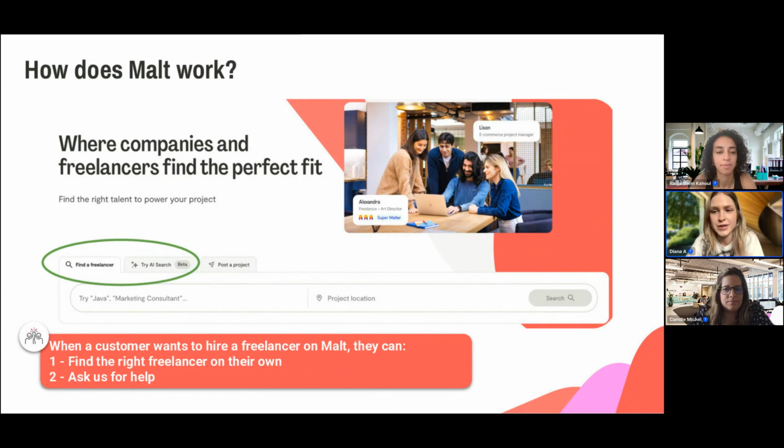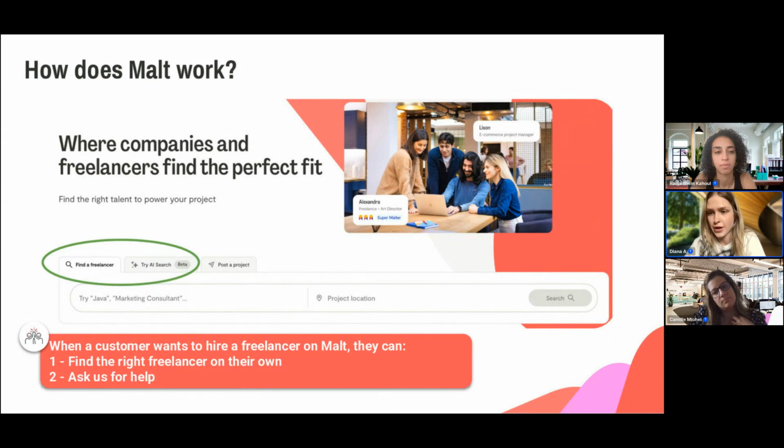Practically speaking, how does Malt work? So there's a scenario of a client needing to find a freelancer. They go to Malt. They have two options to find said freelancers on Malt. First is self-service search, so it's sort of like an autonomous search. They type in keywords, as you can maybe see on the screenshot. So Java, marketing consultant, then project location, and they click search, and then a list of profiles will appear. I will show you on the next slide.